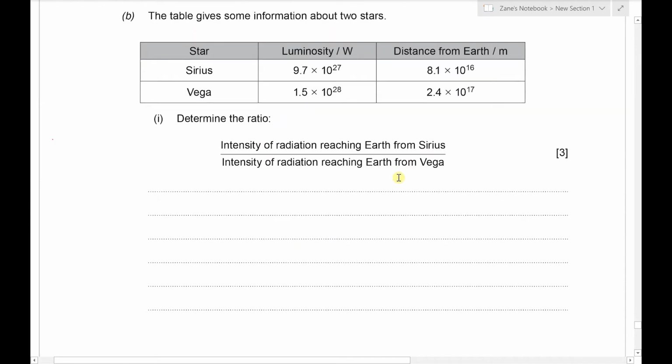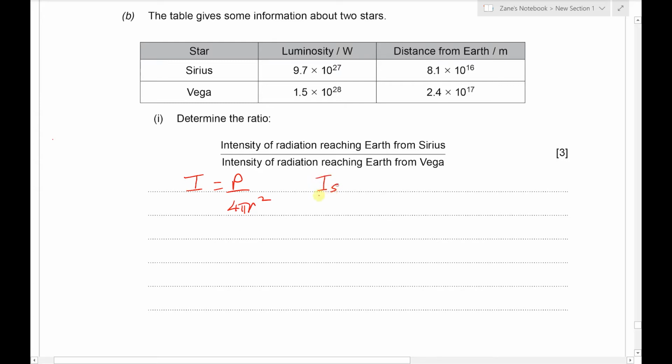Next we're asked to use a table of some information about two stars, Sirius and Vega, to determine the ratios of the intensities of light from those stars when they finally reach the Earth. So the intensity formula is power over the area over which the radiation spreads out, and that area is the surface area of a sphere, 4 pi r squared.